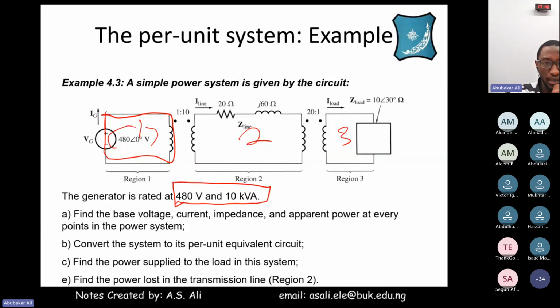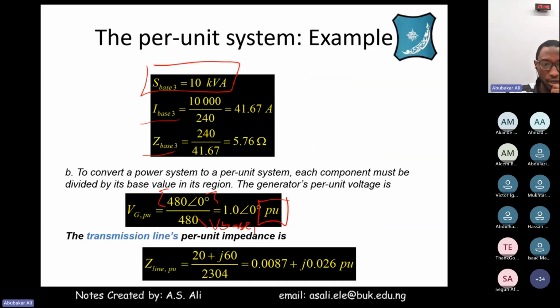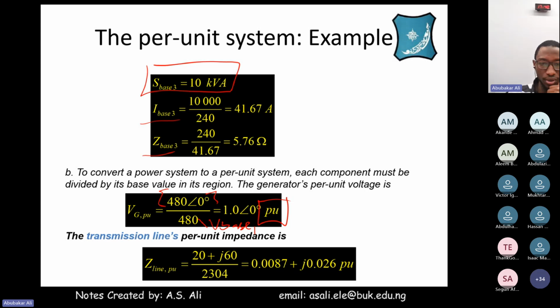For the transmission line, which we already know, if you look at our line, 20 plus j60. And we know Z base 2 here, right? We obtained it. So we can divide Z line by Z base 2 to find it in per unit also, which is 20 plus j60. What is Z base 2? 2,304. This one here, Z base 2. When you do the division, we end up with this value in per unit.